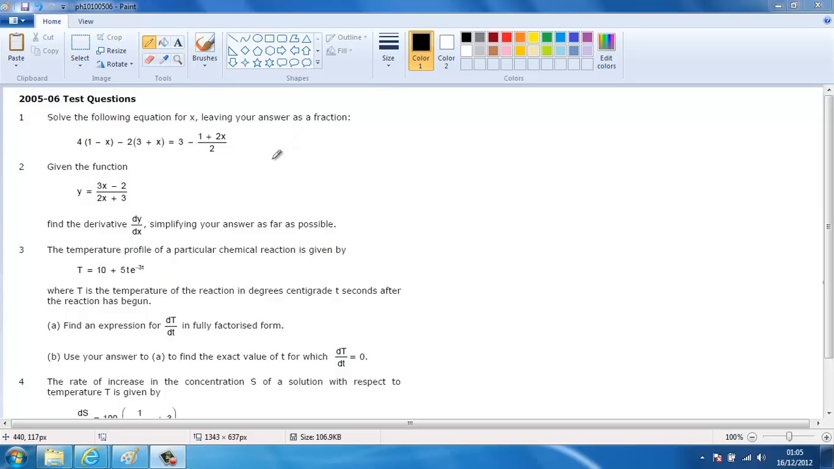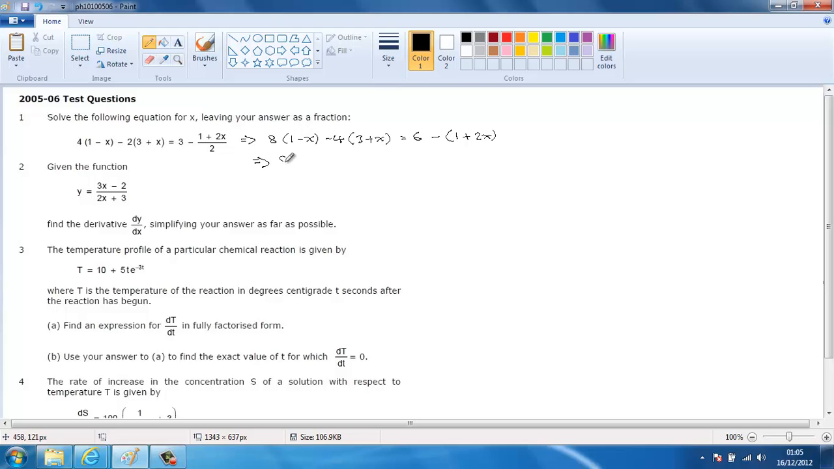In question 1, we have to start by multiplying everything by 2 to get rid of the fractional term on the right. So we do that term by term. 4 times 2 gives us 8 into 1 minus x. Minus 2 times 2 gives us minus 4 into 3 plus x. Then on the right hand side, again multiplying by 2, 2 times 3 is 6. And then the second term just becomes its denominator, multiplying by 2, so we get minus bracket 1 plus 2x, close bracket.